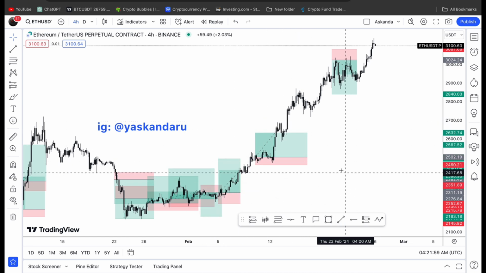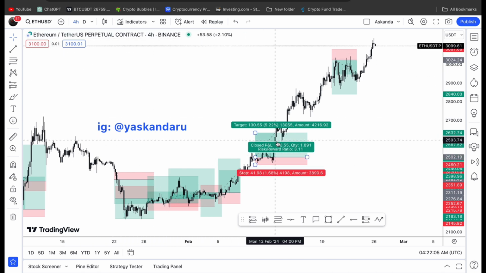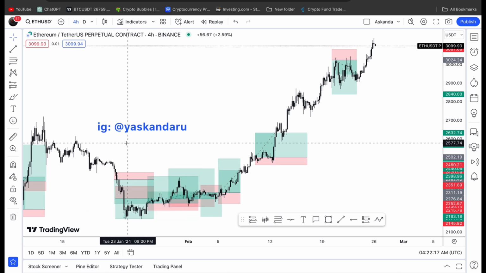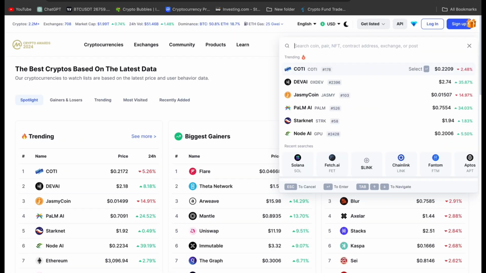So this is technical analysis. This chart is the 4-hour time frame of Ethereum, meaning each candlestick is equivalent to 4 hours. For me, I'm a trend follower. That's my strategy. I wait for a pullback in a trend, then I enter a long or short position in that direction. Okay, so the most important part now is we are going to go back to CoinMarketCap.